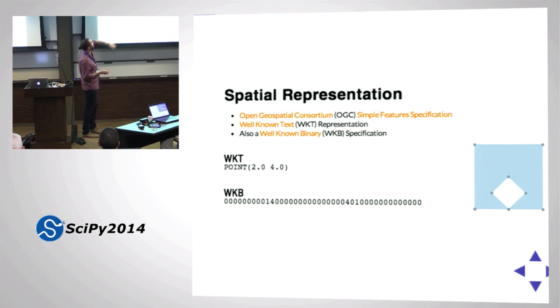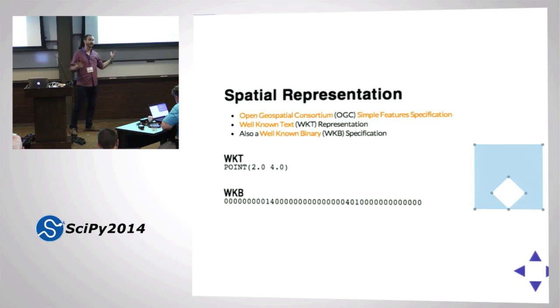And one of those is a simple feature specification, which is a way to specify simple vector features, or vector geometries. There is also something called a well-known text representation, which we're going to play around with a little bit. Well-known text is just a textual representation of simple features. And then there's also a well-known binary representation, which is a binary version of the simple feature specification. So there's a text version and a binary version.